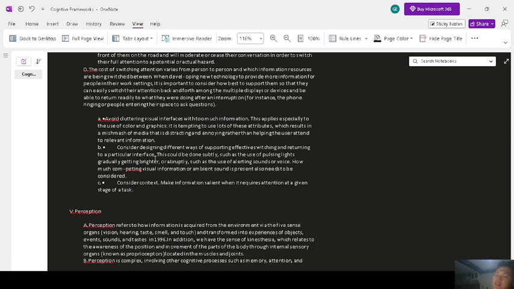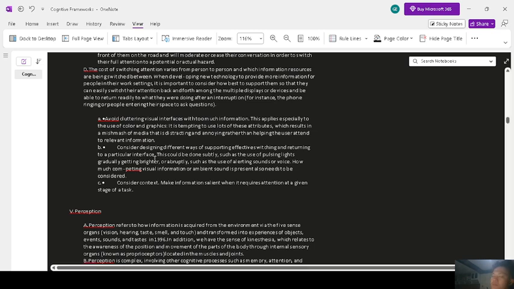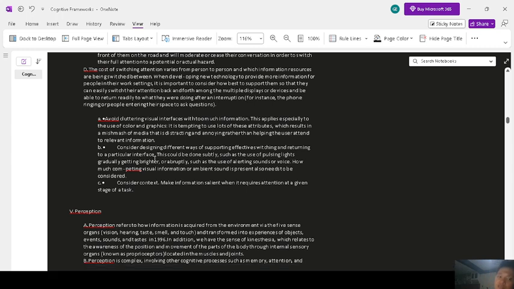We will discuss that the highest level of thinking, what makes us human, is such things as comparing the pros and cons. Consider context. Make information salient when it requires attention at a given stage of a task.